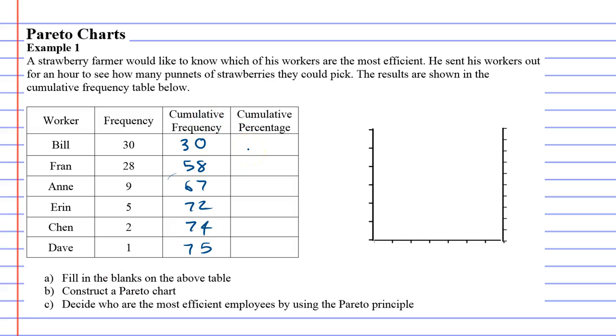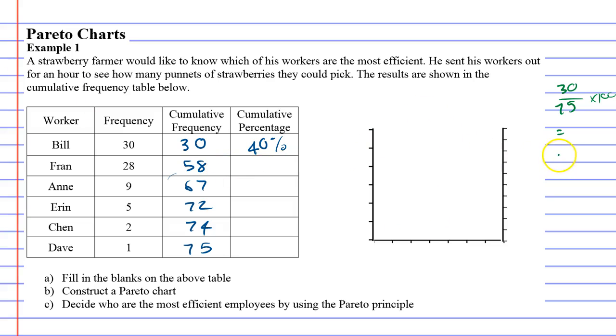Now we've got to find what's called our cumulative percentage. We do the percentages using some calculations, and you might remember you put an amount over a total and you times it by 100. For the very first row we have a frequency of 30, so that's the amount that goes at the top, and the total is 75 because there's 75 punnets picked all together. 30 divided by 75 times 100 is 40. This is 40%. The next one, you take the cumulative frequency each time.